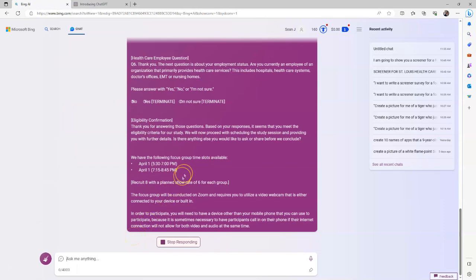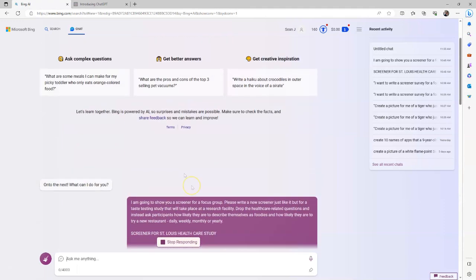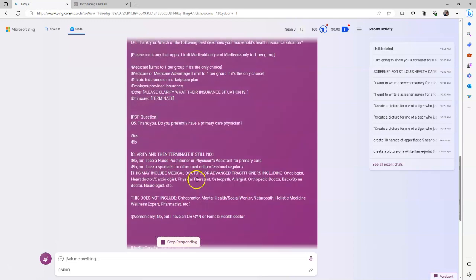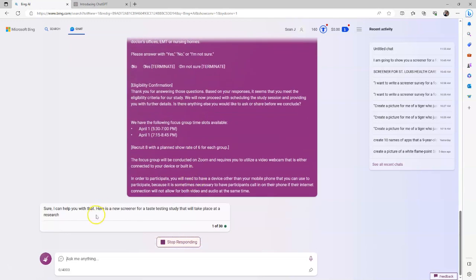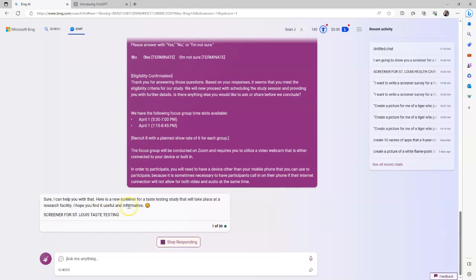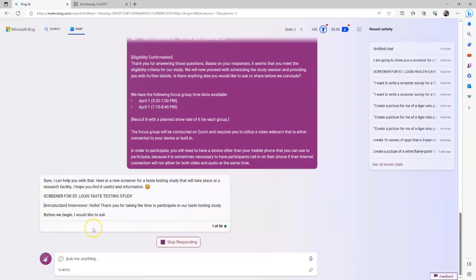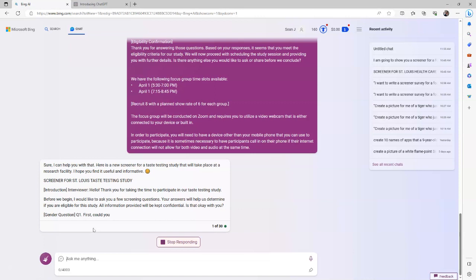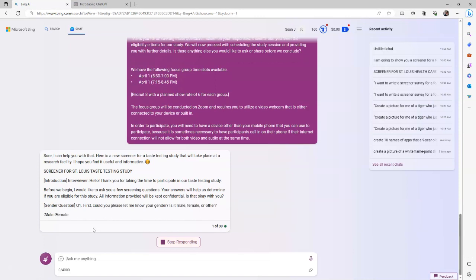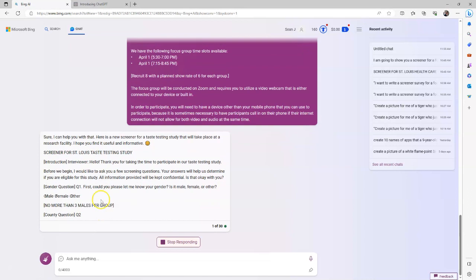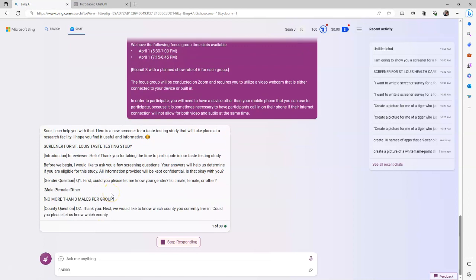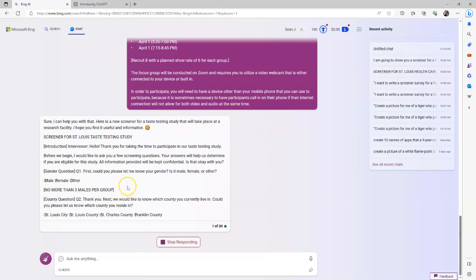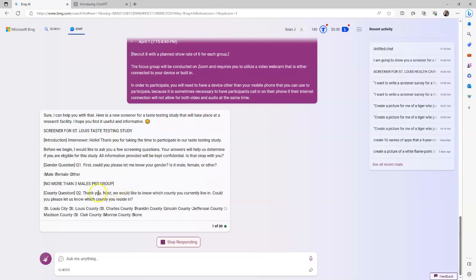Here we go. So what I'm asking it to do here is take all of this screener that I've given it as input and then generate something new for me. So a new screener for a taste testing study. You can see it's already at work generating. It's a little slower than it might be for something that doesn't require it looking at data that were input into the chat itself, but definitely it's able to put together something that is pretty cool and coherent pretty quickly.